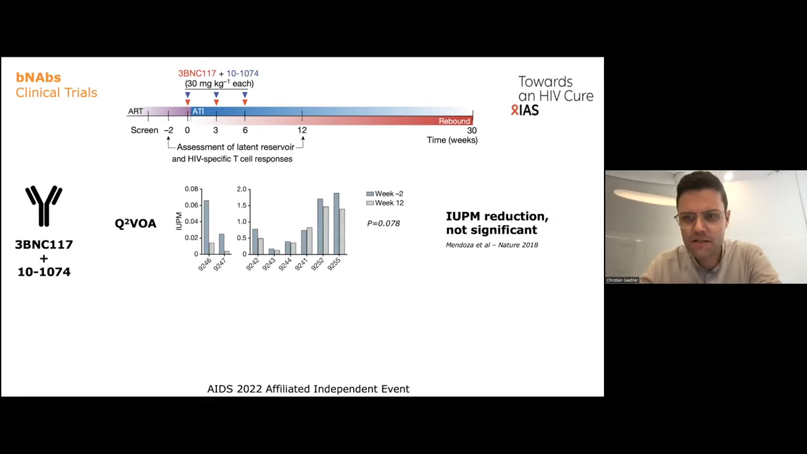My colleague Pilar Mendoza back then looked at the HIV reservoir in these study participants using a viral outgrowth assay. When she compared baseline samples to those samples in the participants that stayed virally suppressed until week 12, she did find that, with the exception of one participant, there was a reduction of intact reservoir size as measured by viral outgrowth assays, but it did not reach statistical significance.